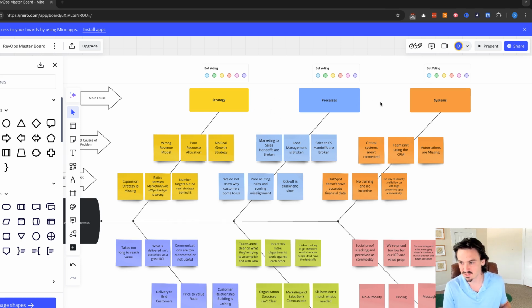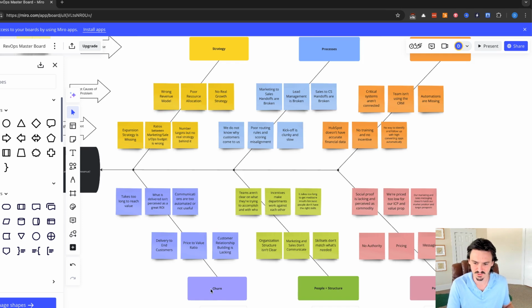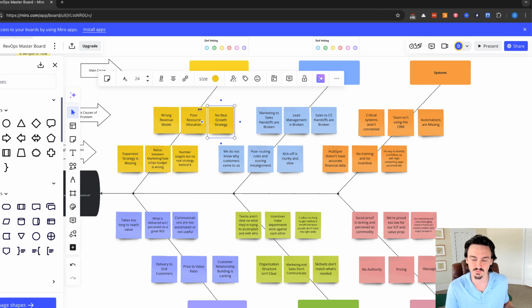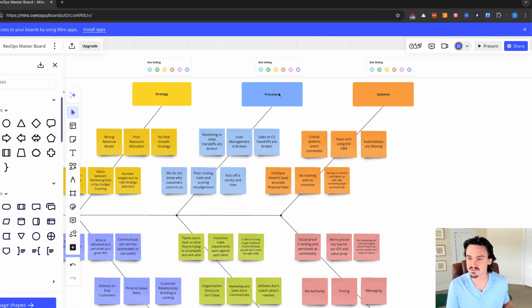A lot of times it's these other things: the processes, the systems, the positioning, the people and structure, the churn, and how all of that fits together. And so you need to have a real growth strategy. Otherwise, you are missing out on revenue because you're doing random acts of marketing and sales.